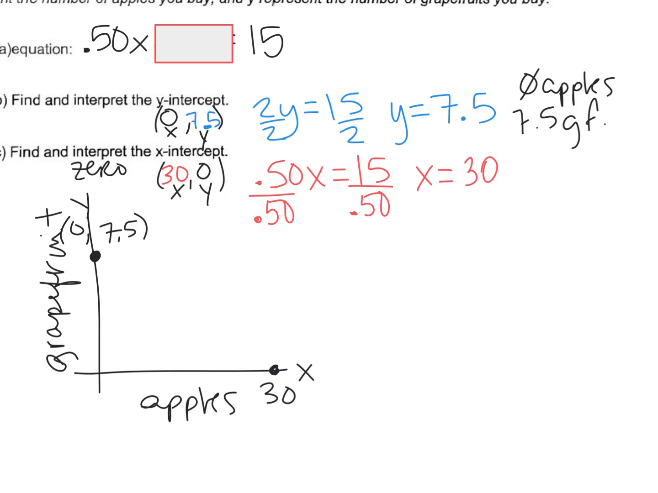So what does it mean on this 30? What does this coordinate be for the x-intercept? X was what? X is apples, so 30 apples, 0 grapefruit. If it helps you when you look at that coordinate, you can just put the labels there, right? We had apples, we had grapefruit, we had apples, we had grapefruit. So you can see the numbers that match with the labels.